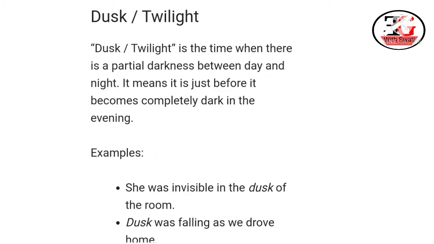Next content is dusk, also called twilight. Dusk or twilight is the time when there is partial darkness between day and night. It means it is just before it becomes completely dark in the evening. For example, she was invisible in the dusk of the room.